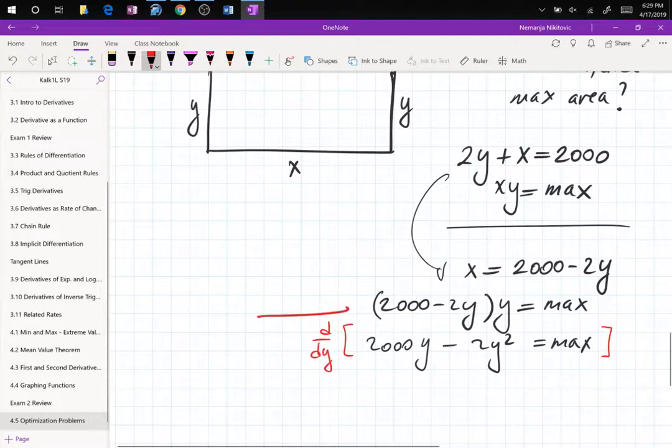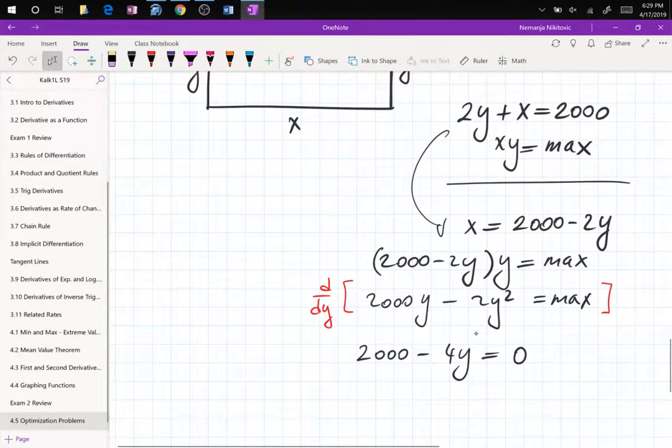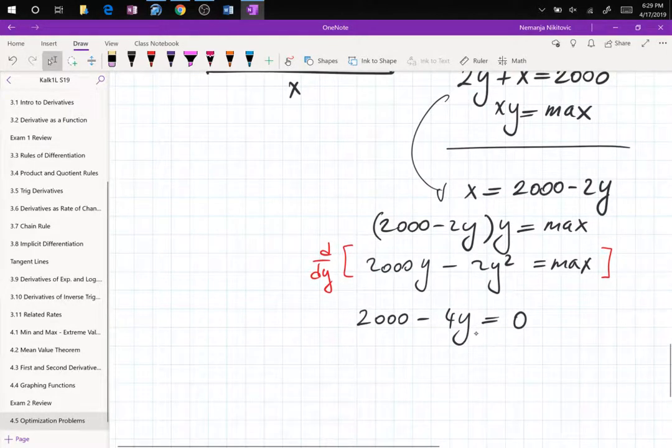Because up here I would have to do the product rule. So multiply it out. So we have 2000 minus 4y is equal to 0. The derivative of max, the derivative of min, they're zeros because max and min are just some numbers. It's just a number, so the derivative is 0. So now y equals 500 yards.